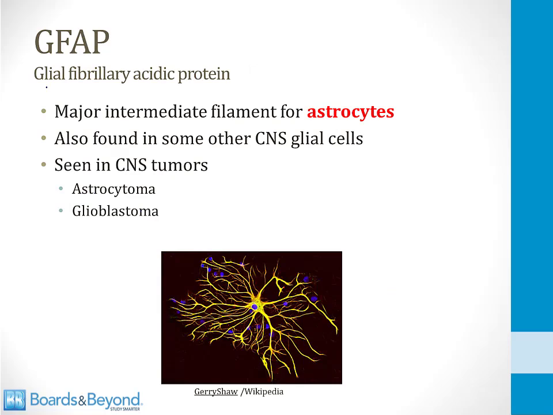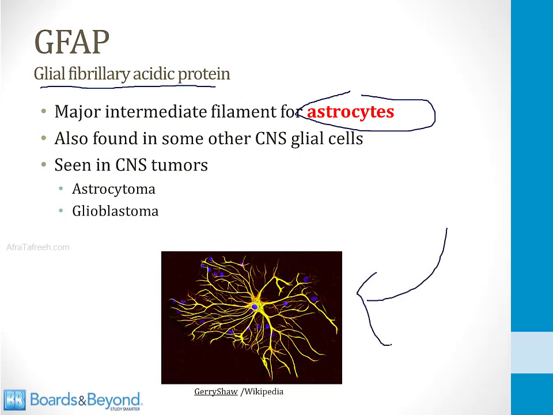The final intermediate filament we'll discuss is called GFAP, which stands for glial fibrillary acidic protein. This is the major intermediate filament of astrocytes. This is a picture of an astrocyte shown on the screen here to remind you of this. In addition, it's also found in some other CNS glial cells. Glial cells are the non-neuron cells of the central nervous system. So this means that you can see positive GFAP staining in some CNS tumors, including astrocytomas and glioblastoma.